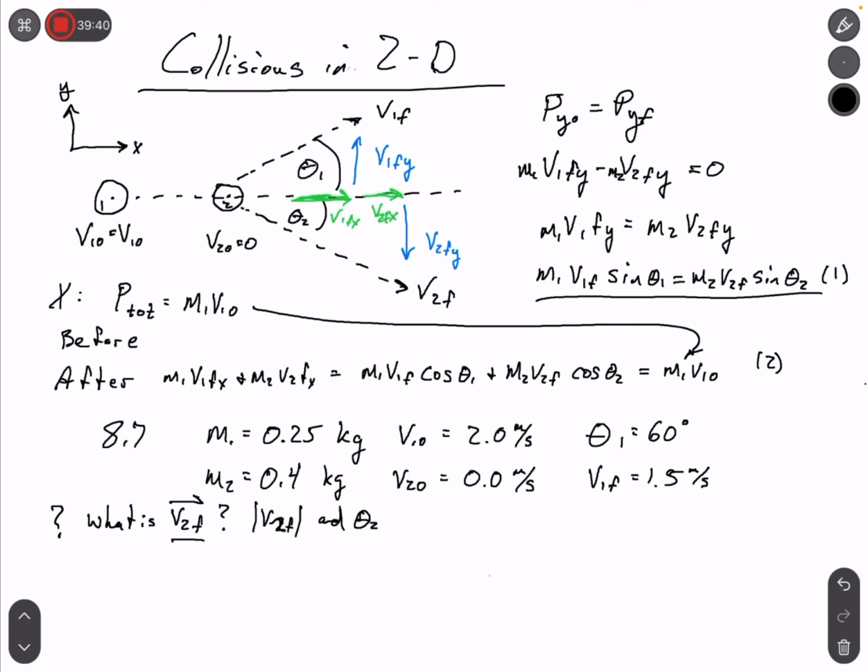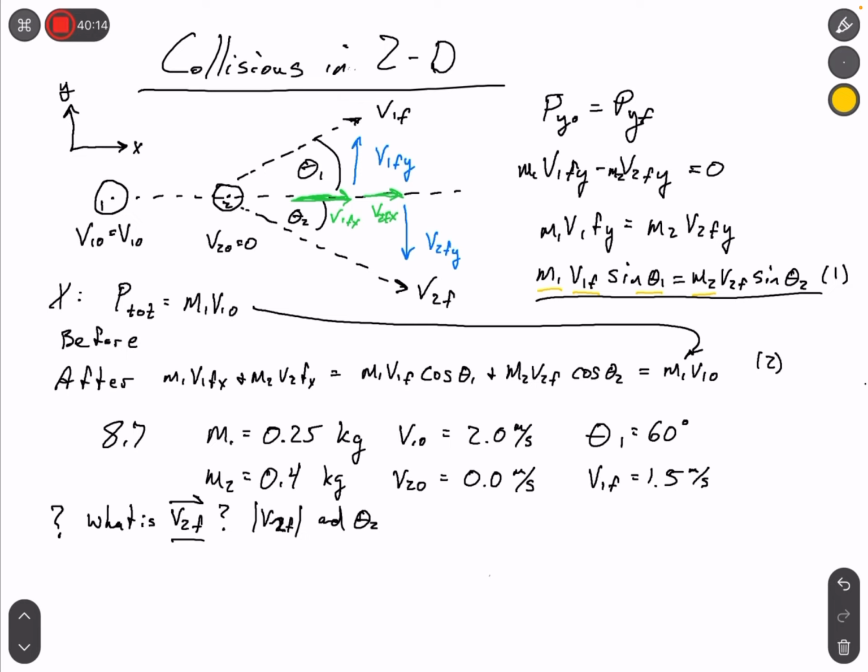In the y direction, I'm going to underline with this bright color what we know. What do we know? We know theta 1. Okay, what else do we know? We know mass 1. We know mass 2. So we know mass 1 and we know mass 2. We know V1 final. Very nice. And we don't know theta 2 or V2 final.